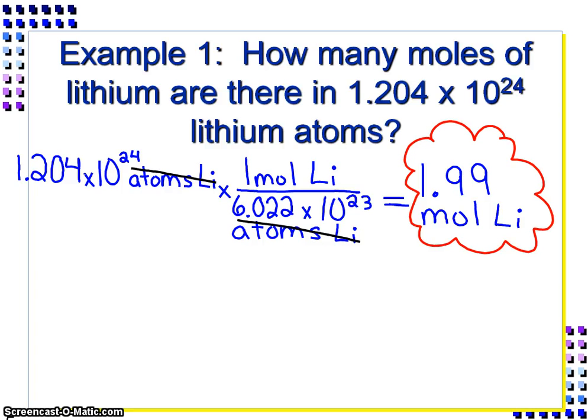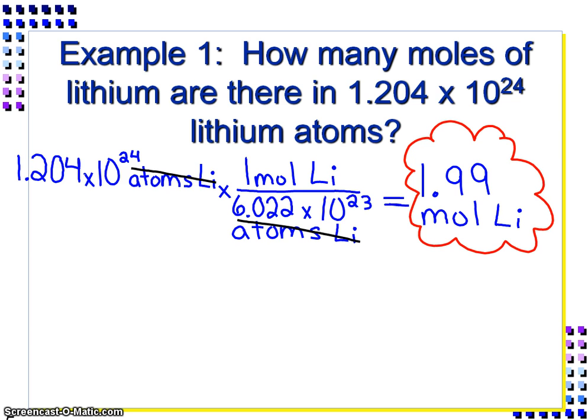Now, here's an example of a problem that you could solve using moles. How many moles of lithium are there in 1.204 times 10 to the 24 lithium atoms? So you see the word atoms, that should be your clue that you might want to use Avogadro's number to solve this problem. So you start with the number and the unit that are part of the question. So 1.204 times 10 to the 24th atoms.